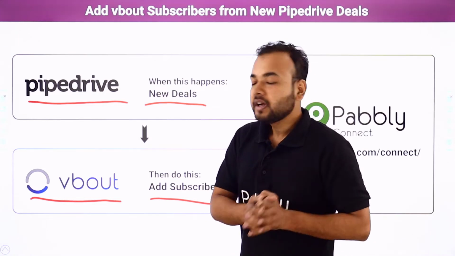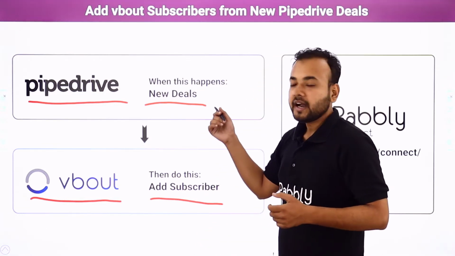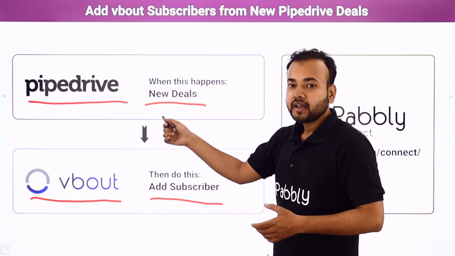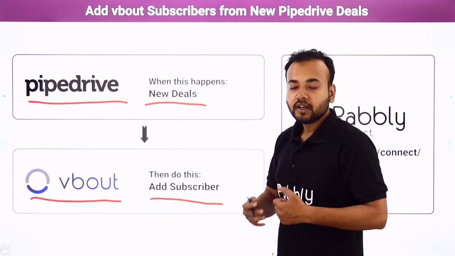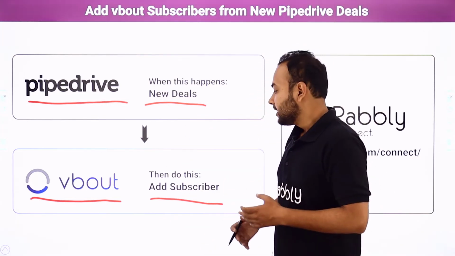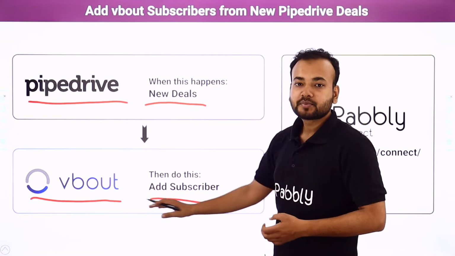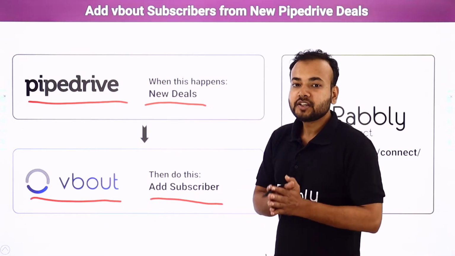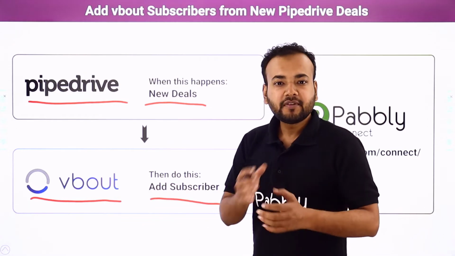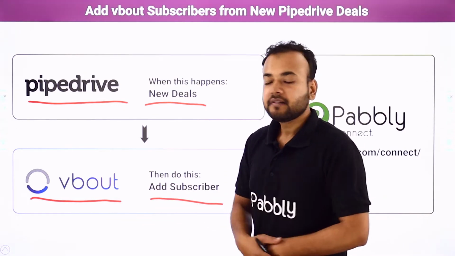So what generally you can do is, whenever you add a new contact or lead in a new deal in Pipedrive, you manually sort out the details of that lead. Then you come here in Vbout and manually add that person as a subscriber. But guys, if you are managing hundreds of leads and customers on a daily basis, this manual process can be very problematic. So we have a better way for you.